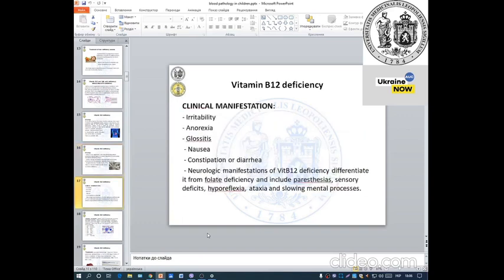Clinical manifestations of vitamin B12 deficiency anemia include irritability, anorexia, glossitis, nausea, constipation or diarrhea. Neurological manifestations of vitamin B12 deficiency, differentiated from folate deficiency, include paresthesia, sensory deficit, hyperreflexia, and slowing mental process.